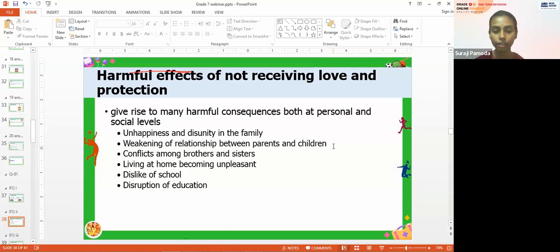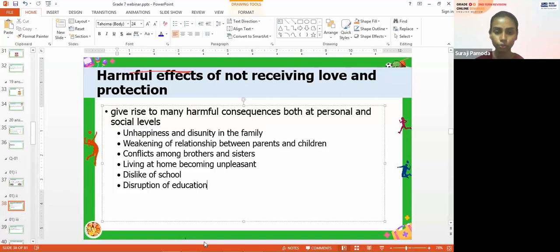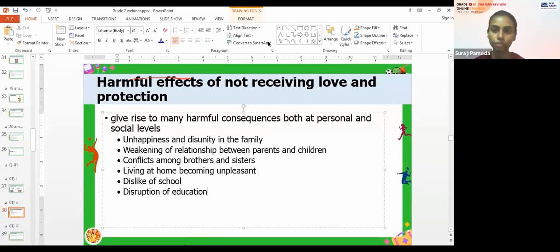And also they dislike of school. ඉස්කෝලේට කැමතිත් නැහැ සමහර වෙලාවට. And also disruption of education. Because they don't feel secure in school, and also they can't concentrate to their studies. හරියට යාළගේ studies කරගන්න බැරි වෙනවා if they lack love and protection. Right? Even from their parents, and also it can be from their teachers or friends, right? So any two from here can be written to the answer. Okay, understood?